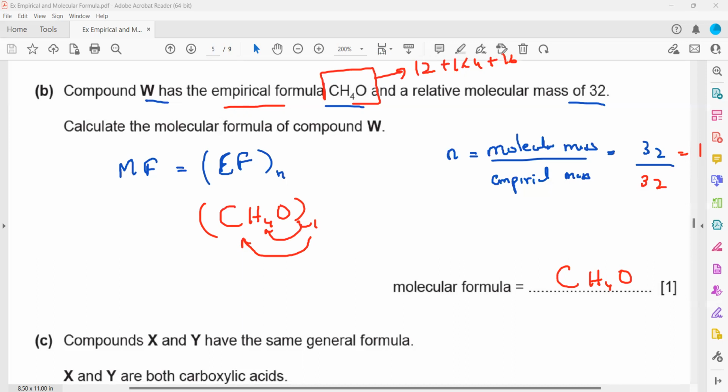So when molecular mass and empirical mass are the same, that compound will have the same empirical and molecular formula. Is it clear, this work?